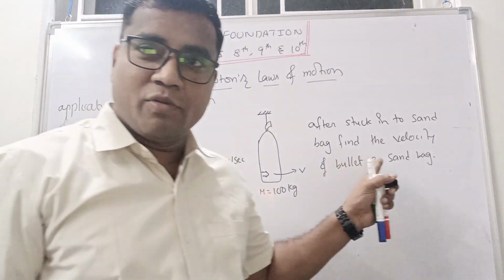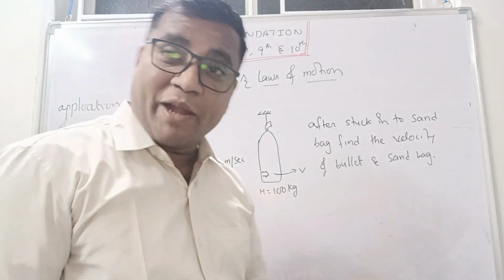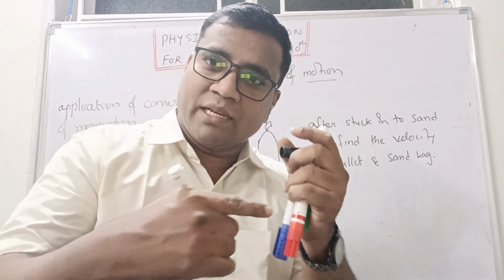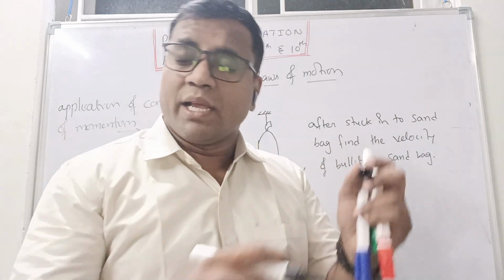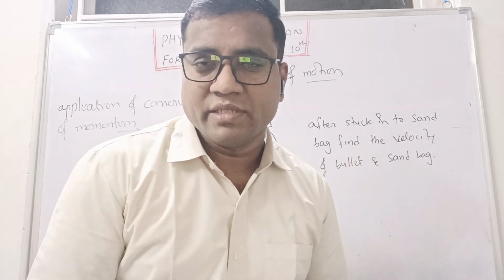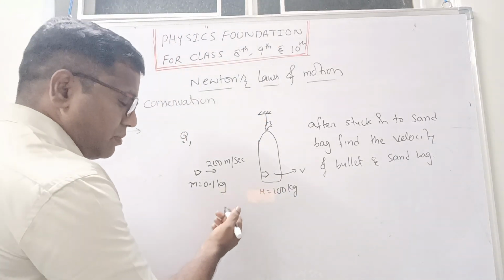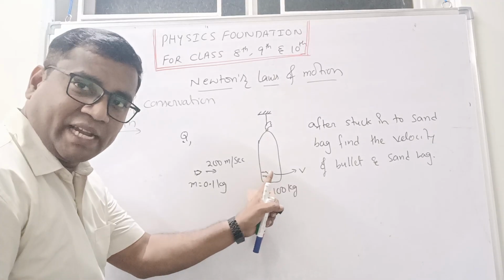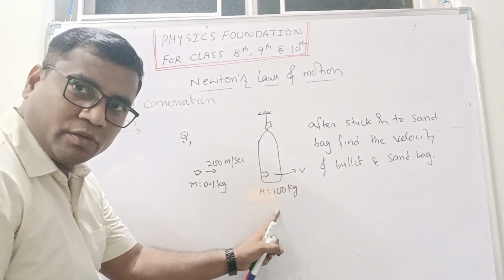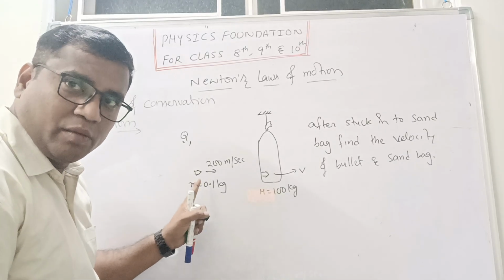He doesn't know. That's why he asked to find the velocity of the bullet and sandbag. But we know after the bullet sticks, both will move with the same velocity. So the velocity of the bullet is equal to the velocity of the sandbag. Clear? Now see here, initial momentum. Tell me, what is initial momentum? Mass into velocity. This one is at rest, so its initial momentum is 0. But the bullet is moving, so it has some initial momentum.